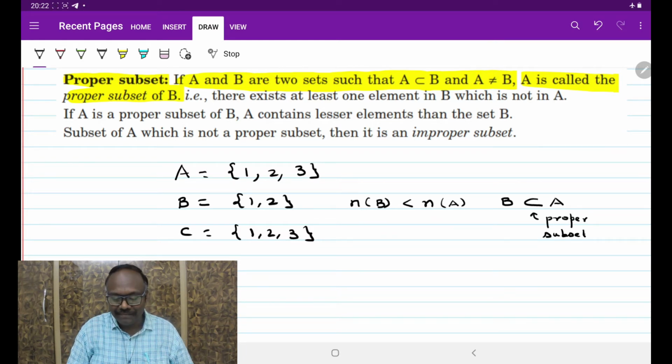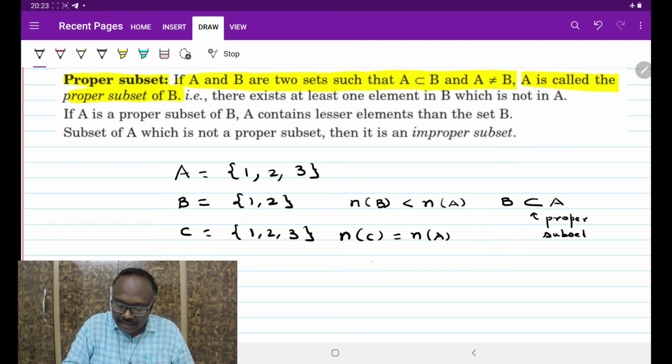Now let us observe C. All the elements of C are in set A, so obviously again C is a subset of A. But here we observe that all the elements of C are in A and also all the elements of A are in C. Therefore this is the set which is called an improper subset. So here n(C) is exactly equal to n(A). We don't say that C is a proper subset of A, instead we say C is an improper subset of A. We write it with the subset symbol with equal to.